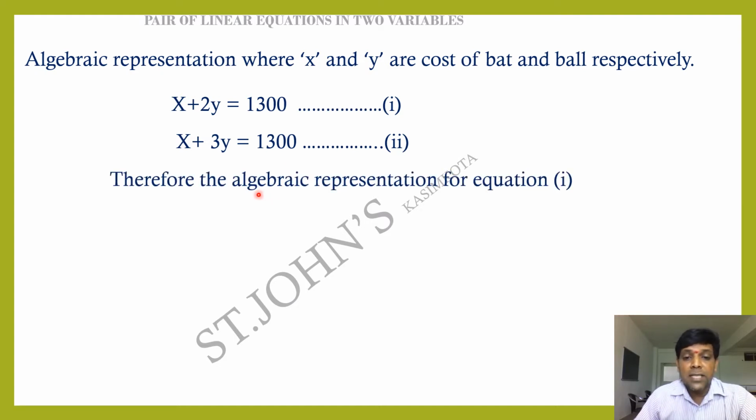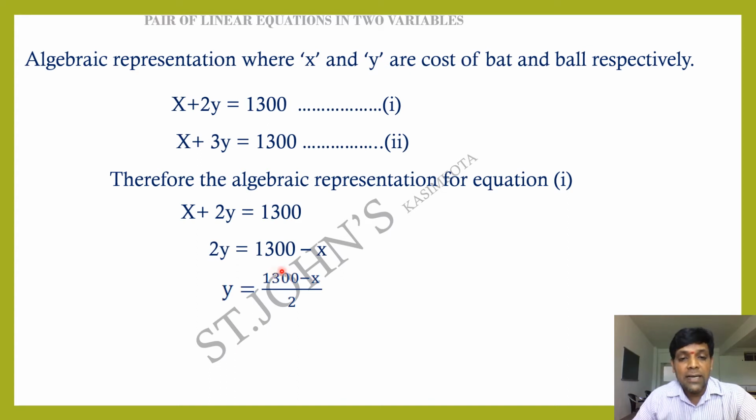Therefore, the algebraic representation for equation 1. So what is the first equation? x plus 2y equals 1,300. So we have to write the algebraic form. 2y equals 1,300 minus x. Then y equals (1,300 minus x) whole by 2. Okay, are you clear? This is the algebraic form for the first equation.